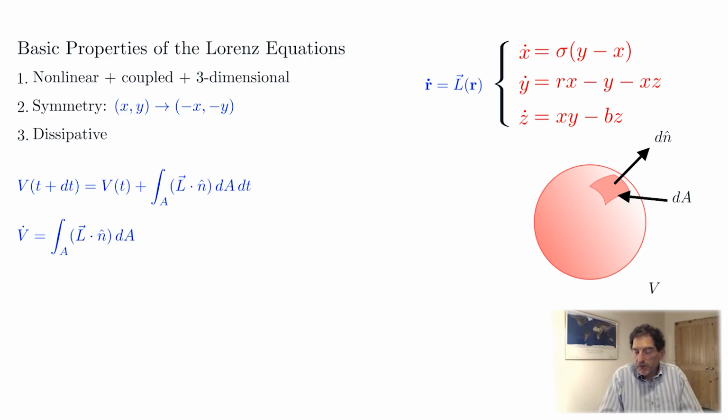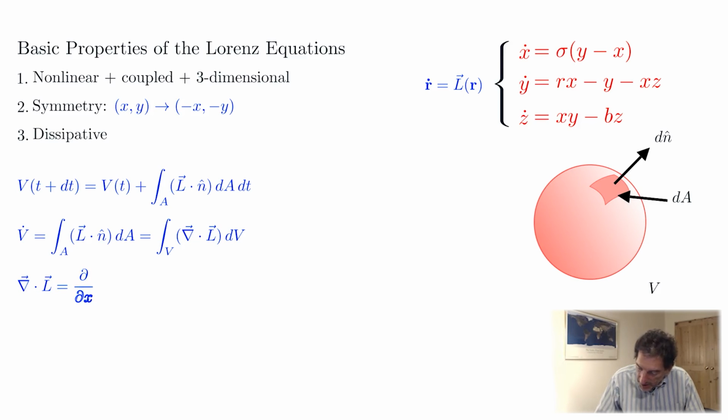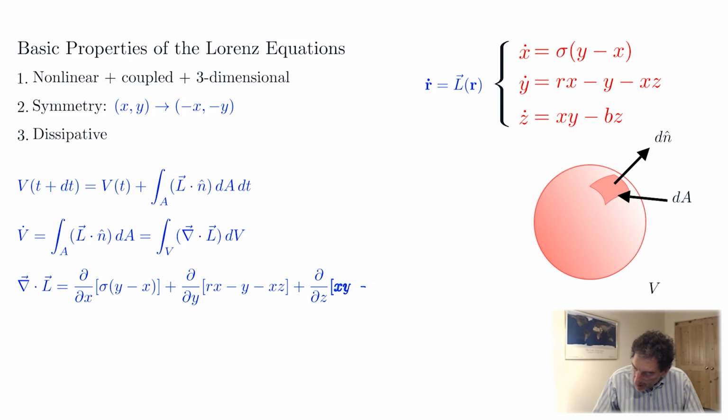And now I appeal to a basic theorem in vector calculus that we can convert the area integral into a volume integral. So this is the integral over the area that encloses the volume V. This is the same as the volume integral of del dot L dV. And now let's compute this quantity del dot L. This is going to be d by dx of L sub x, which is the x component of the Lorenz operator. So that's d by dx of sigma times y minus x, plus d by dy of the y component of the Lorenz operator, which is rx minus y minus xz. And finally, plus d by dz of xy minus bz.